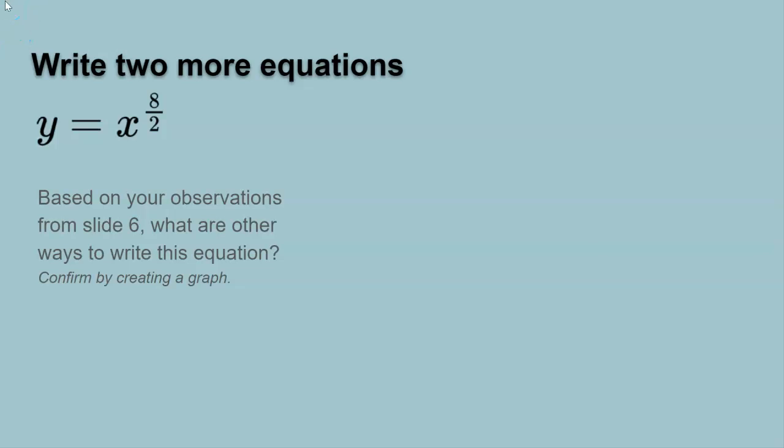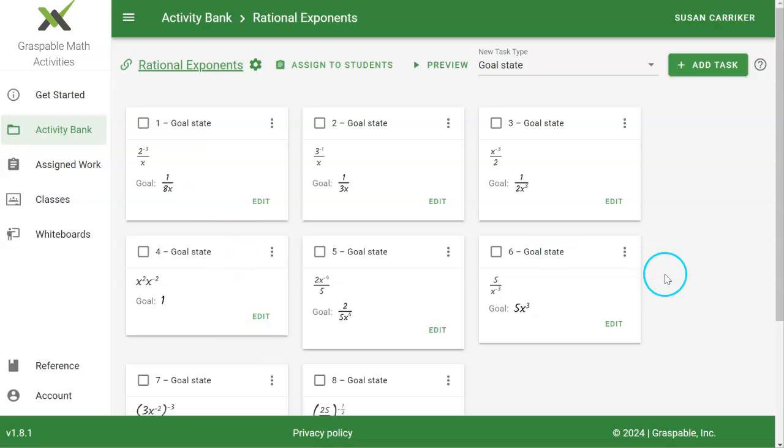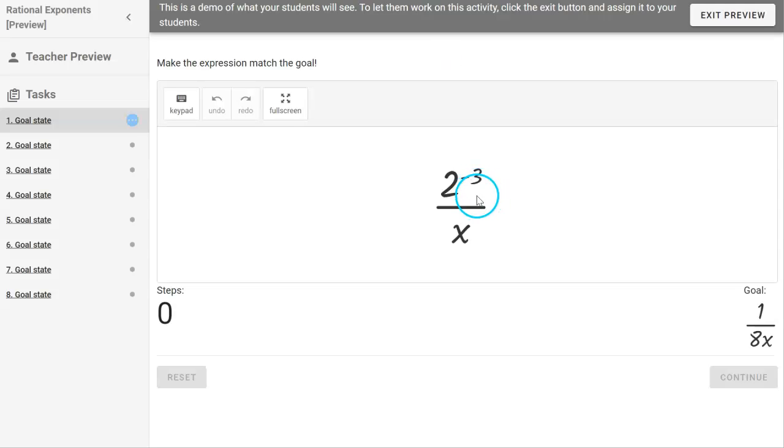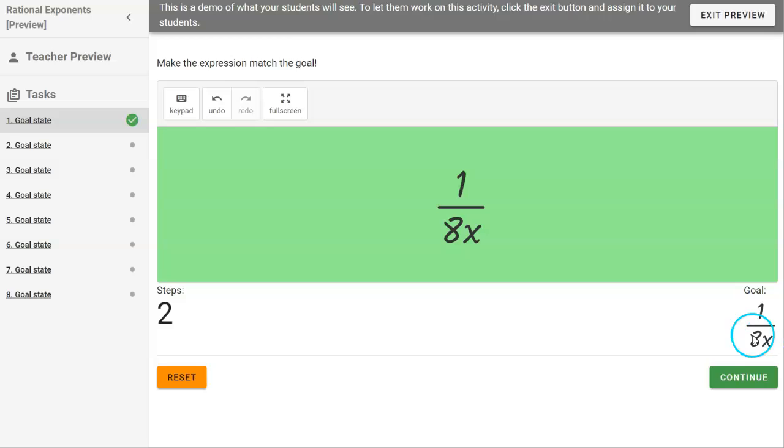Our next activity is in Graspable Math. So Graspable Math has only goal state questions. They are a little bit tricky to do, so I'll just give you some pointers here. In this first screen, students can basically change that to a 1 over 2 to the third. They may not know that right away, but hopefully they can see it from here.